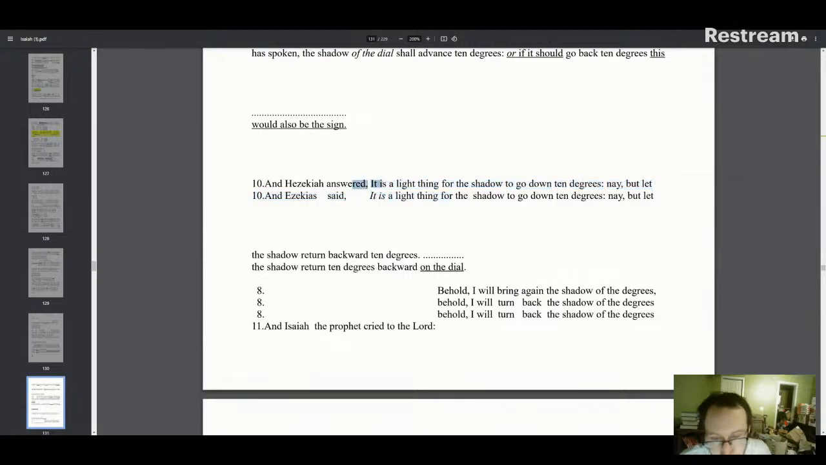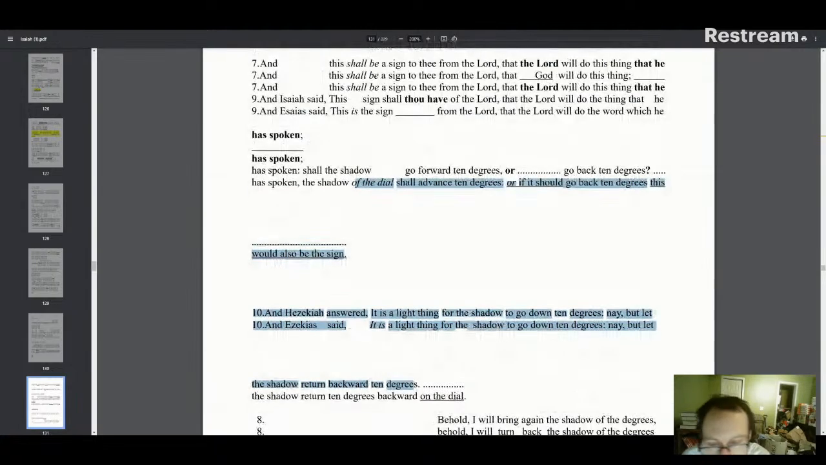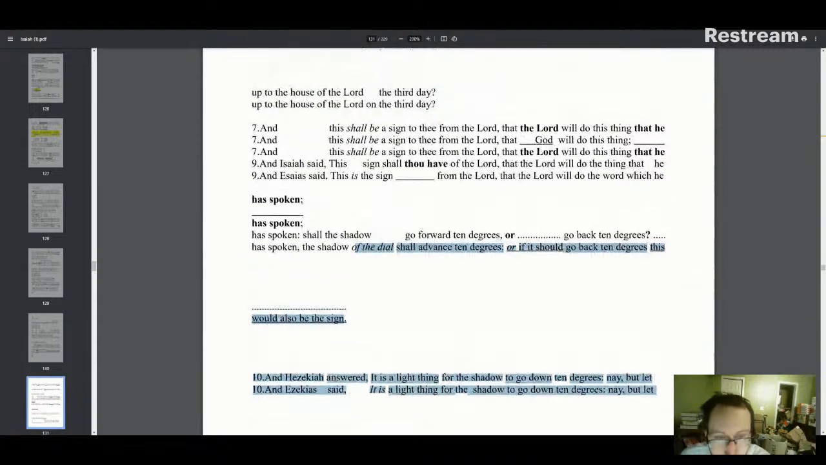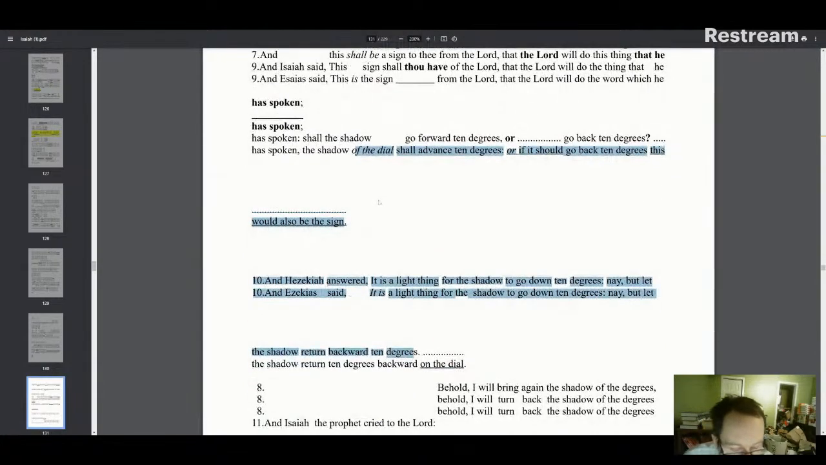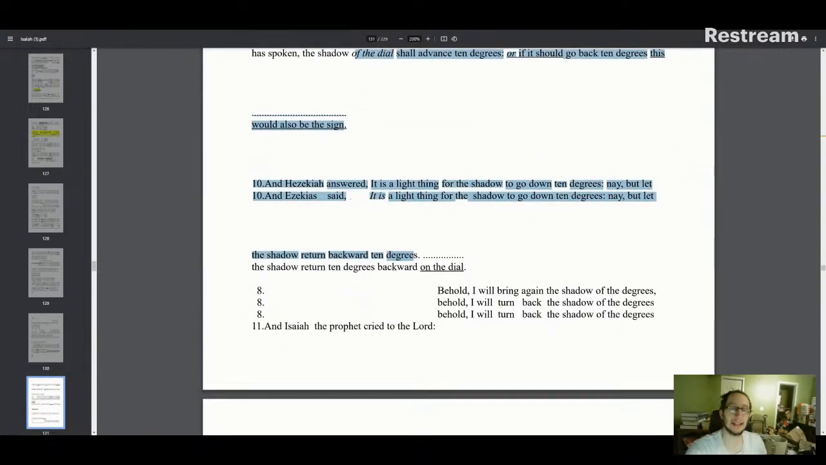It says, Hezekiah answered, it is a light thing for the shadow to go down 10 degrees. Nay, but let the shadow return backward 10 degrees. So all this back and forth between Hezekiah and God through Isaiah is not in the book of Isaiah. It's only in 2 Kings. Now, there's no reason why the 2 Kings scribe would add this dialogue. So this is part of the original text that somehow the scribes of Isaiah lost.